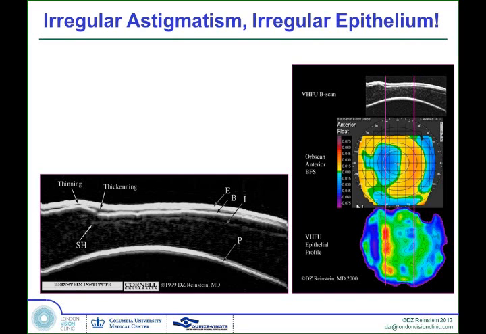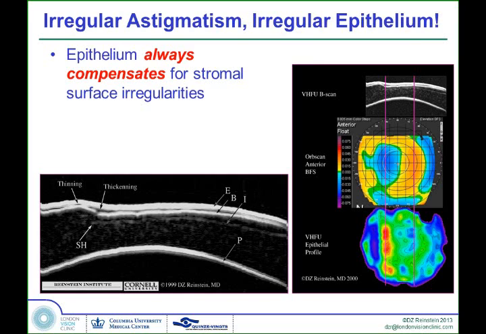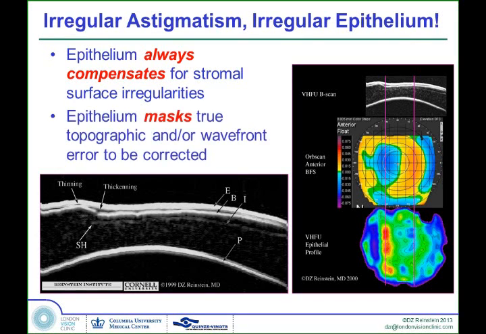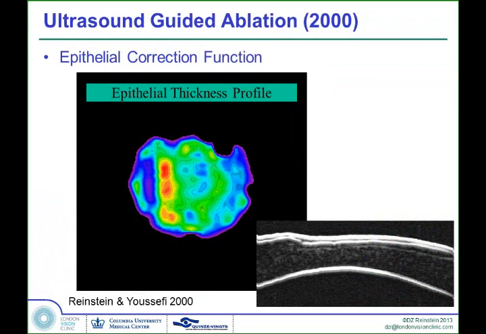And we provided him with an epithelial thickness map because epithelium always compensates for stromal surface irregularities, always. Epithelium masks the true topographic and/or wavefront error that must be corrected. Because remember, the topography is the surface of the epithelium, and remember, the wavefront is biased 80% to the front surface of the cornea because that's the big refractive surface. So your wavefront measurements in this case are wrong, and your topography measurements are wrong. By how much? By this much, by the thickness of the epithelium. And we're doing surgery on the stroma, and then the epithelium has to re-even itself out.